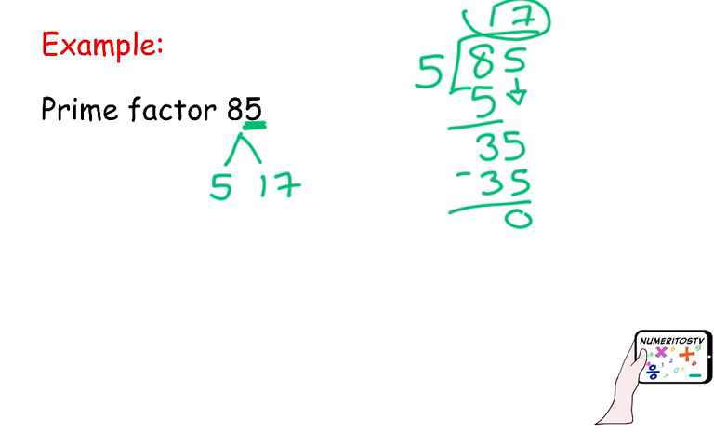Then I ask the question, is 5 a prime number? Yes, 5 is a prime number, so I circle it. Is 17 a prime number? Yes, it is. 17 only has 1 and 17 as factors, so that means that I'm done. So the prime factorization will be 5 times 17, the product of prime numbers of 85.